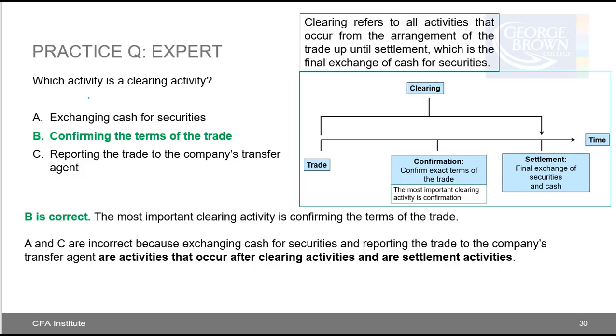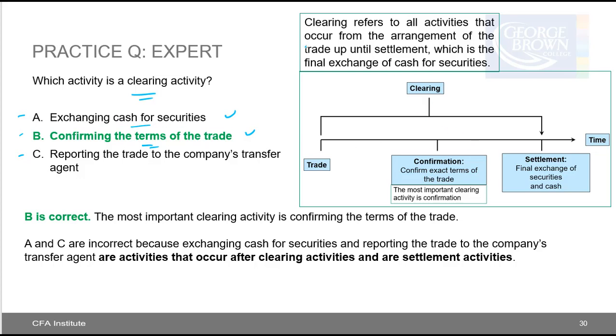Okay, I like this question because it's an example where CFA Institute quite often, especially at CFA Level 1, you've got three answers. Actually, A is right, but B is more right, okay? And that's one of the issues with regards to the CFA Institute. You have to choose the solution that is more right, okay? And that's what makes these questions very difficult, because it says which activity is a clearing activity? And A is exchanging cash for securities.